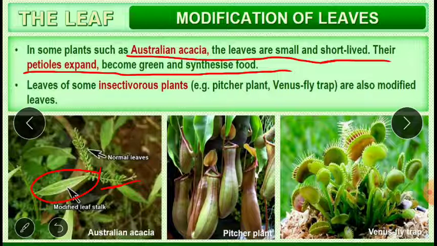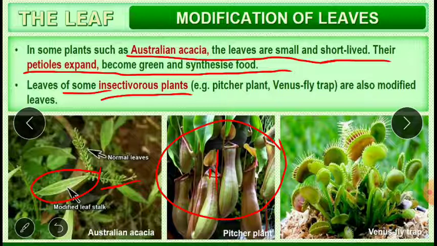Then, another peculiar example of modification is the insectivorous plants, the plants which eat insects. In these cases, the leaves are modified to form traps to catch insects. For example, you can see over here a pitcher plant. Cup-shaped structures with a flap are formed with the help of the leaves. The insect will come and sit over here and the flap closes. The insect gets trapped inside, dies, and the plant digests that insect.